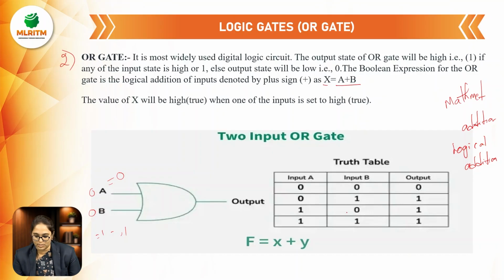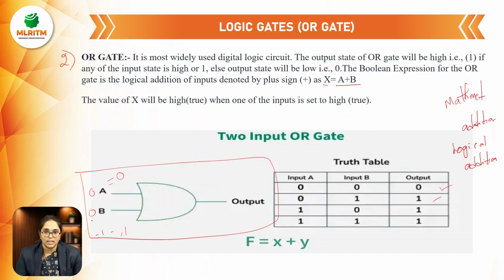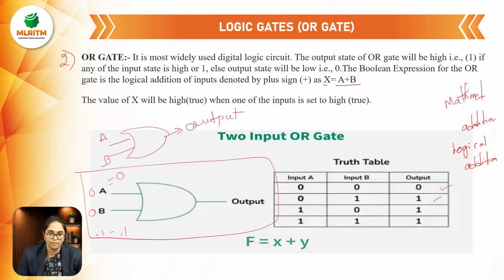One input is A, another input is B. If any one of these two inputs is 1, then the result will be 1. If the two input values are 0, then the result is 0. This is the symbolic or graphical representation of an OR gate. It is slightly tilted, in a curved shape. We provide two inputs, A and B, and generate one output value in binary form.